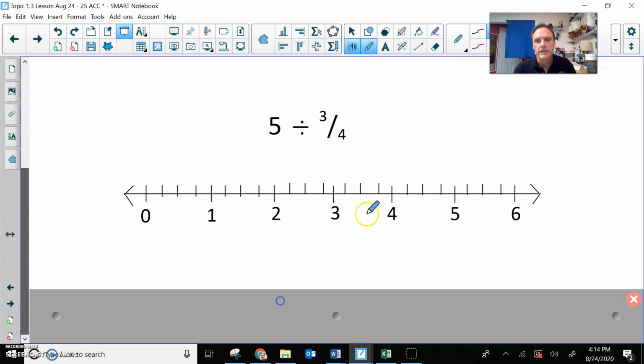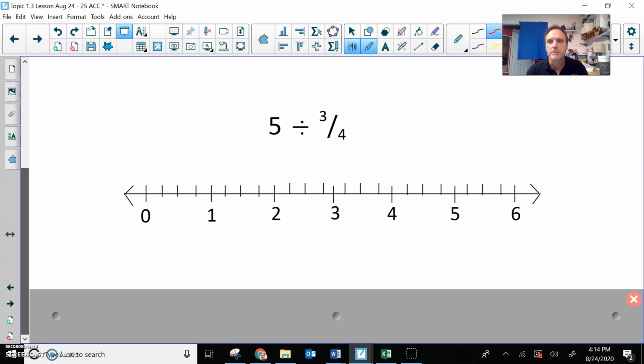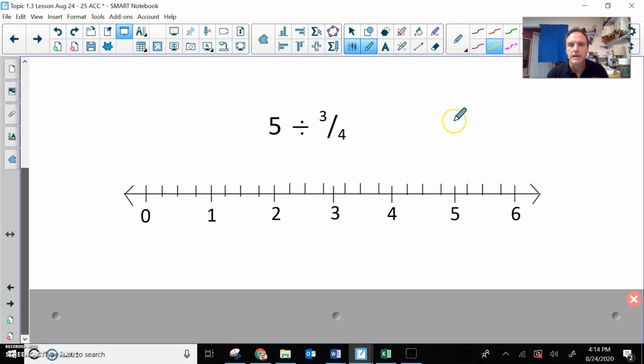Let's take a look at this one right here. Here is 5 divided by 3/4. So here is the 5. So I know that this is all I have. I only have 5 here. So I've got to keep in mind that whatever I'm starting with stops here at the 5. So let's count groups of 3/4. You notice each whole section is split into fourths. So I just count 1, 2, 3. That's 3/4.